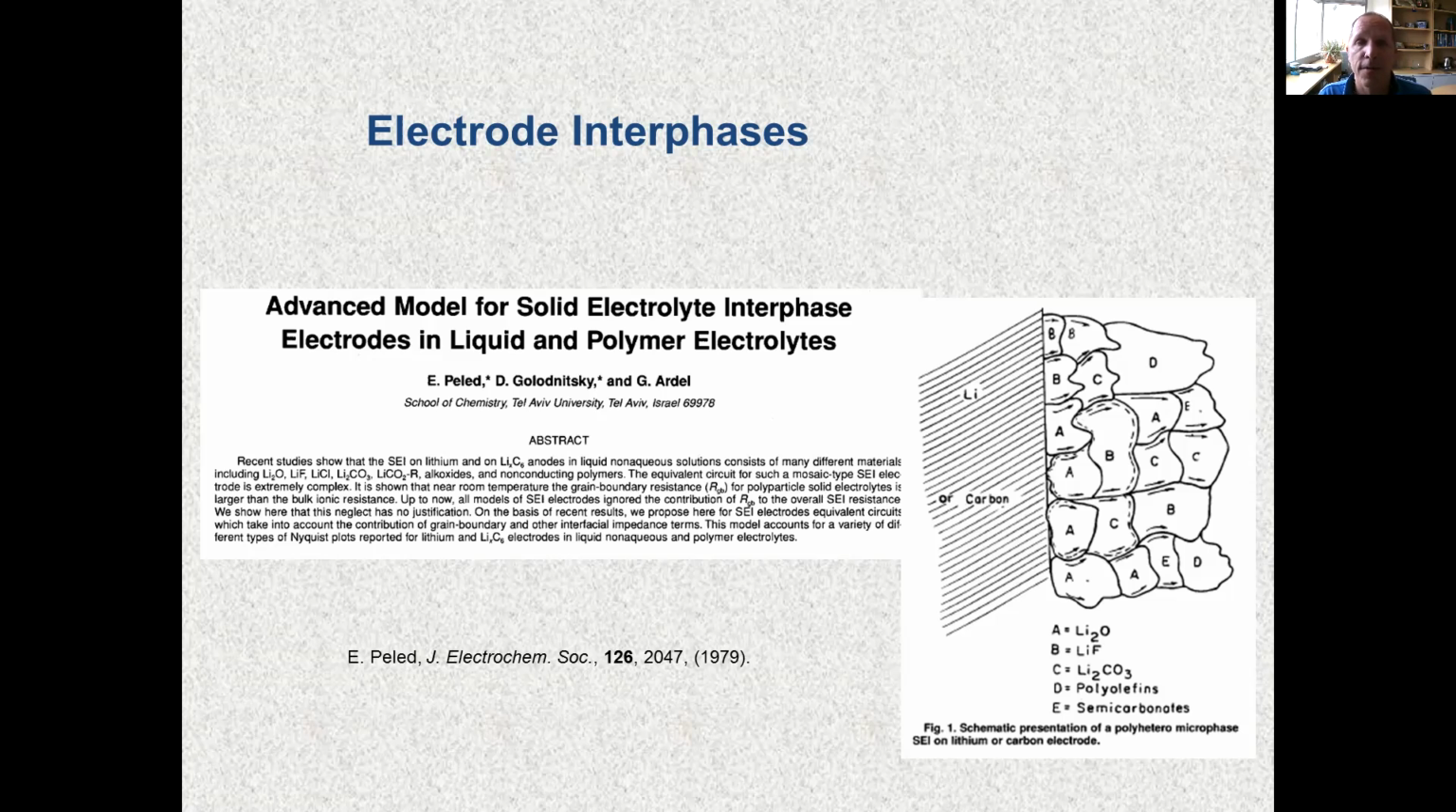This solid electrolyte interface was originally proposed by Professor Peled back in 1979, and he depicted it as this kind of mosaic representation of a number of different insoluble lithium species, including lithium oxide, lithium fluoride, lithium carbonate, polyolefins, and semicarbonates. The importance of this solid electrolyte interface on both graphite anodes and lithium metal anodes has received intense investigation since Professor Peled originally proposed this back in 1979.